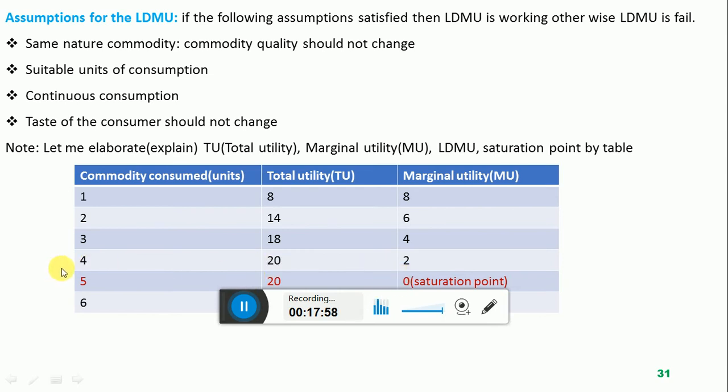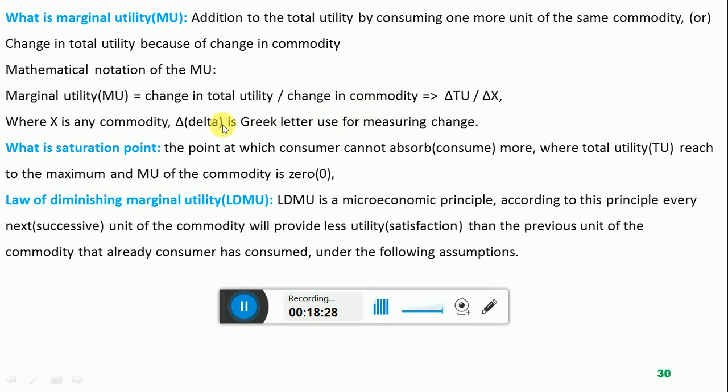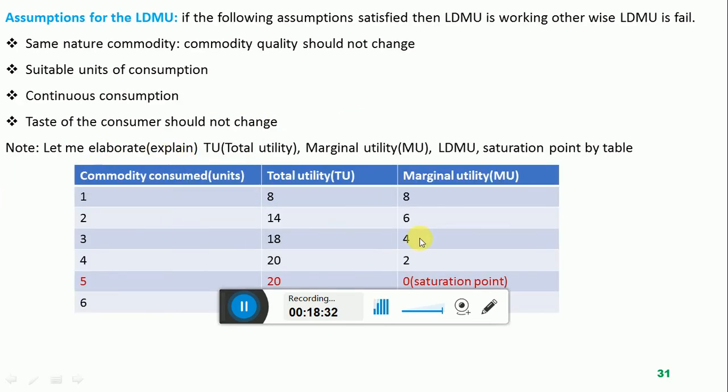And this is very clear. The fifth apple provides him no extra utils. The fourth is 20, the fifth utility is also 20, same. It means the consumer spent money, but utility does not increase. The incremental, additional, marginal utility of the fifth apple is 0. So the fifth apple is providing no utility to the consumer. So this is about the marginal utility. Let me take you back. Saturation point, you are clear. I write here: when the additional marginal utility of the commodity is 0 and when total utility is maximum. So while consuming apples, maximum utility is 20, and at that point marginal utility is 0.